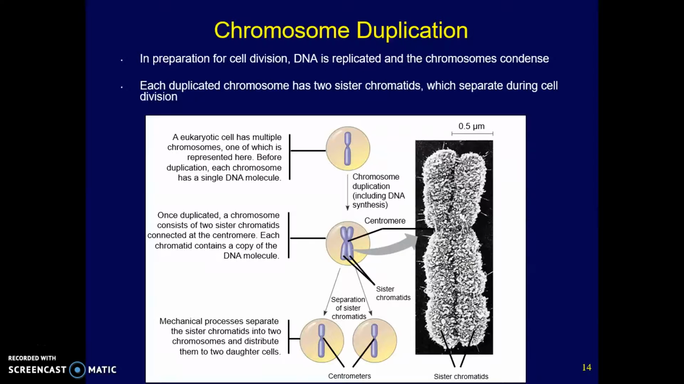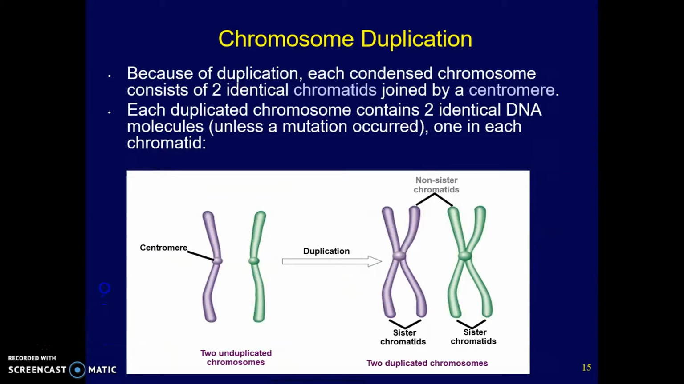In preparation for cell division, DNA is duplicated and the chromosomes condense. Each duplicated chromosome has 2 sister chromatids which separate during cell division. If you look on the diagram there, there's a linear chromosome, and you see the sister chromatids, and they match up right there in the middle at the centromere, and they will actually end up splitting after metaphase. Because of duplication, each condensed chromosome consists of 2 identical chromatids joined by a centromere. Each duplicated chromosome contains 2 identical DNA molecules, 1 in each chromatid, and we call those sister chromatids.